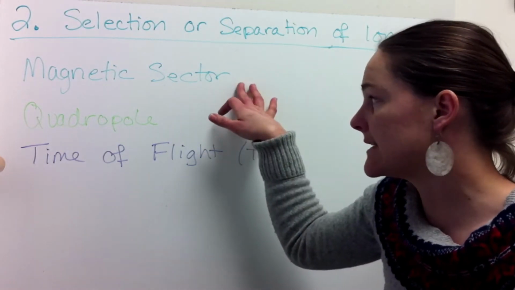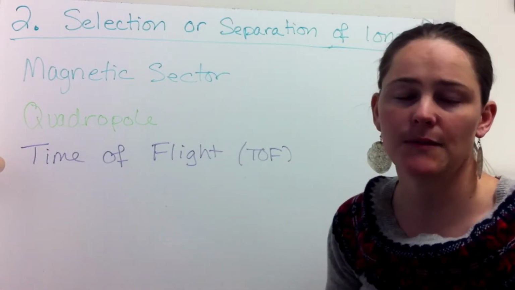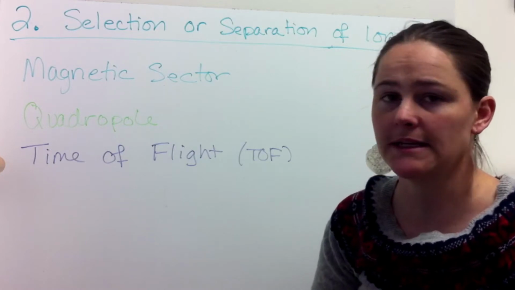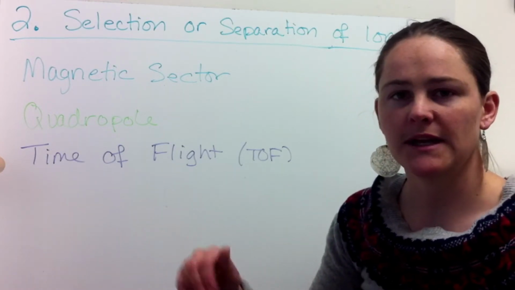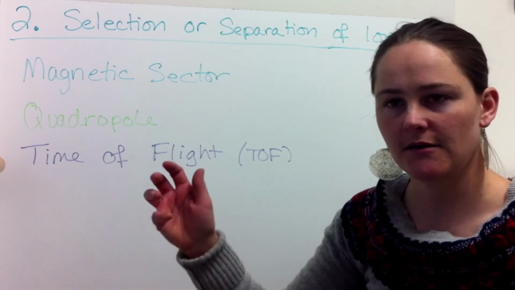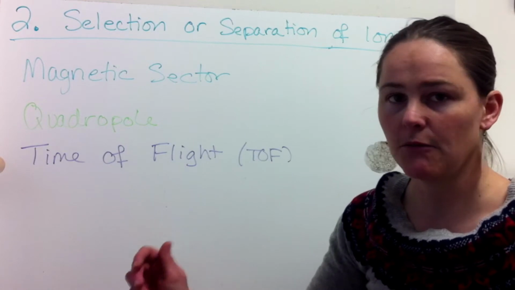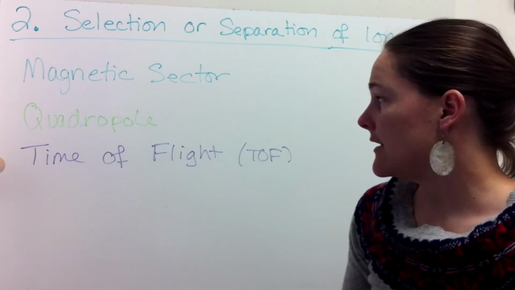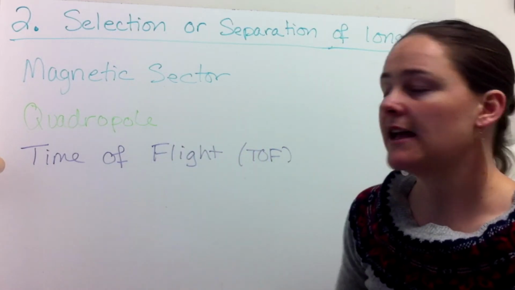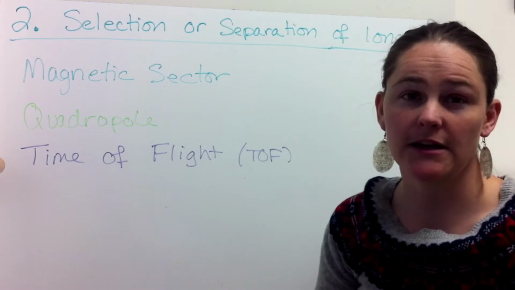The first one is magnetic sector, where we're going to use a magnetic field to bend ions, and depending on their mass to charge ratio, they'll bend at different amounts. Lighter ones bend more, heavier ones bend less, and so you pick your mass to charge ratio that you're interested in, and you adjust the magnetic field so that only that one mass to charge is being detected. The next one is a quadrupole, and then the last one is a time of flight, usually abbreviated TOF.